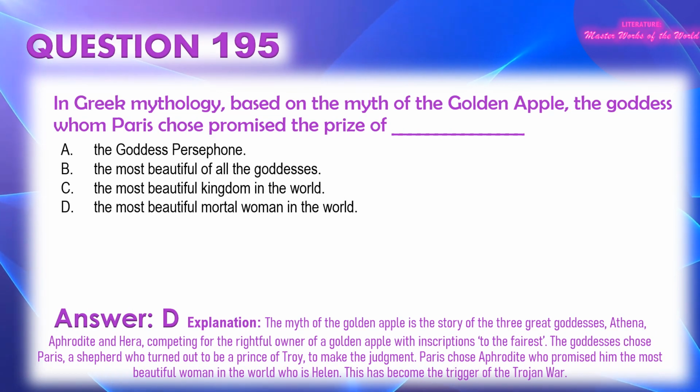Question 195. In Greek mythology, based on the myth of the Golden Apple, the goddess whom Paris chose promised the prize of blank. Answer D. The most beautiful mortal woman in the world.